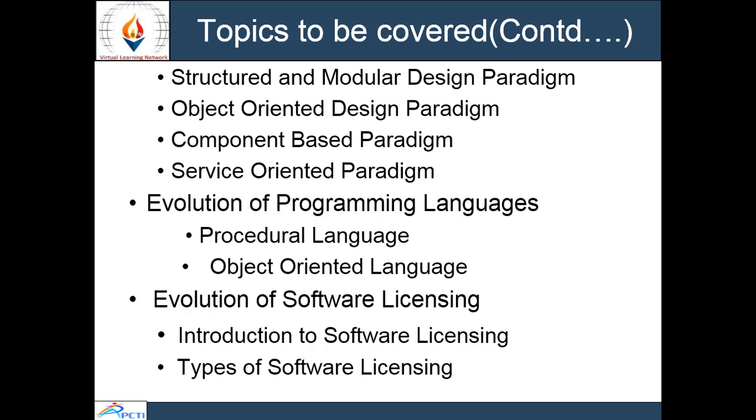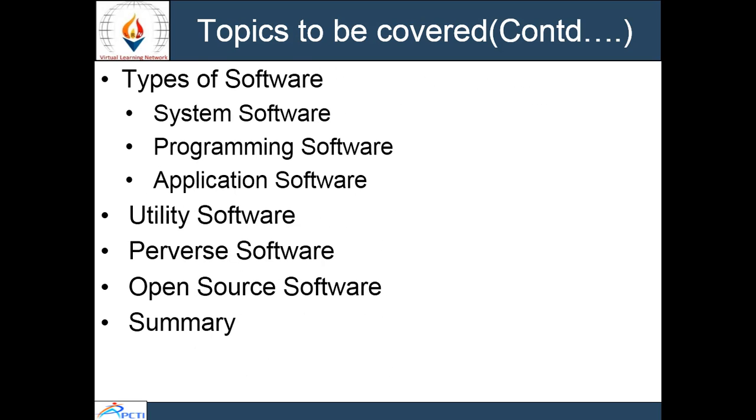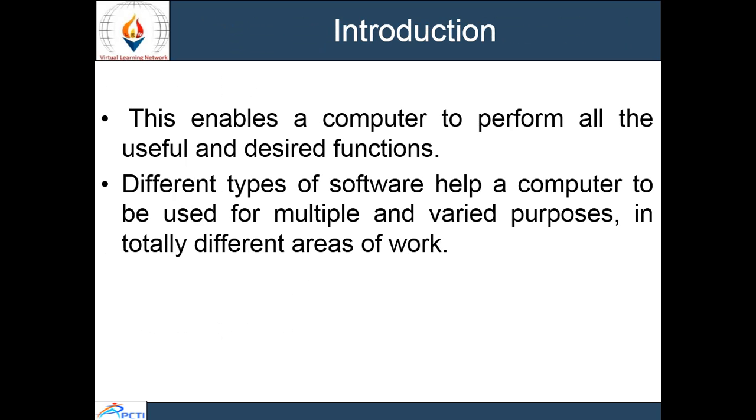language, object oriented language, evolution of software licensing, introduction to software licensing, type of software licensing, type of software, system software, programming software, application software, utility software, preserved software, open source software. Last one is summary. Let's start with introduction.